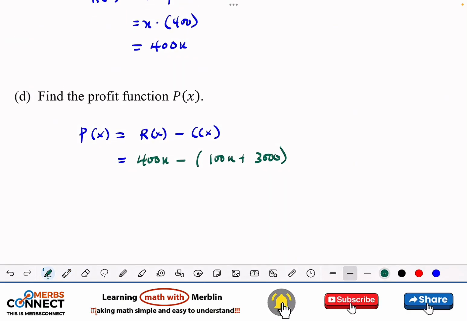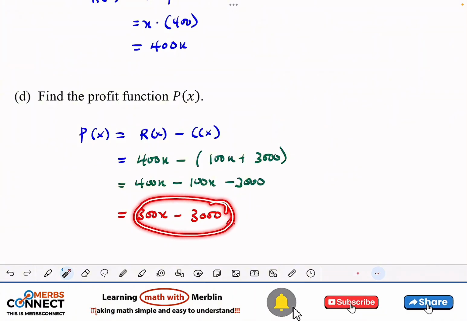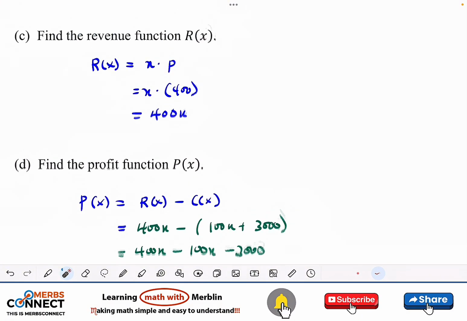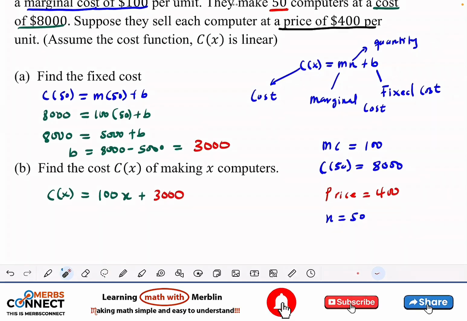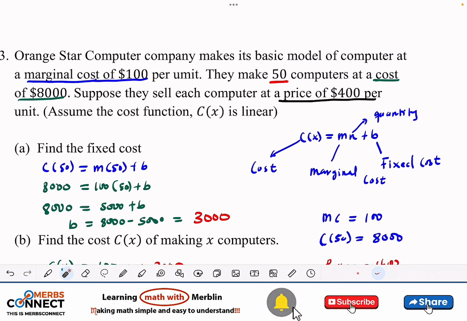Simplify that, and you are going to have 400x minus 100x minus 3,000. So our final result here should be 300x minus 3,000. So this will be the profit function, and you can also see that this is in terms of x. So our final result here is in terms of what? X. So that's what you just need to remember. Our final answer here too is in terms of x.